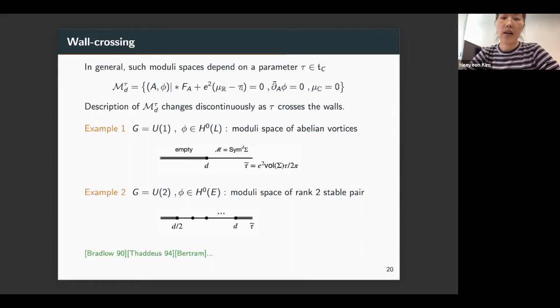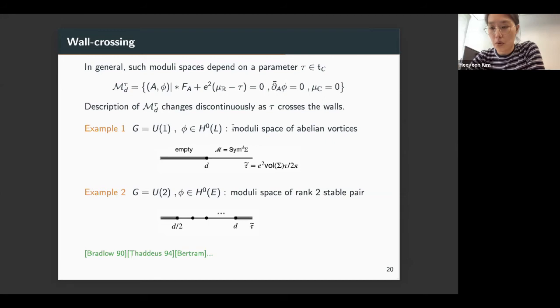And we can see that the description of this moduli space, M_D, now labeled by this tau, changes discontinuously as this tau crosses certain codimension-one walls in the space of taus. So these two are some of the simplest examples here. For U1 gauge theory, it's just one Cartan multiplet here. So this is just N equals two theory. And this describes the moduli space of abelian vortices, one of the simplest examples here.